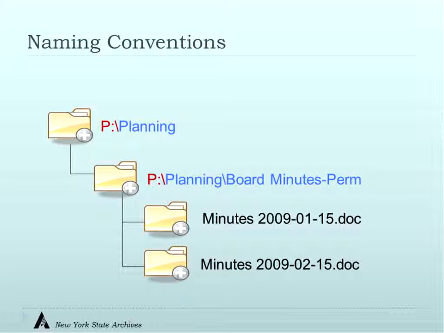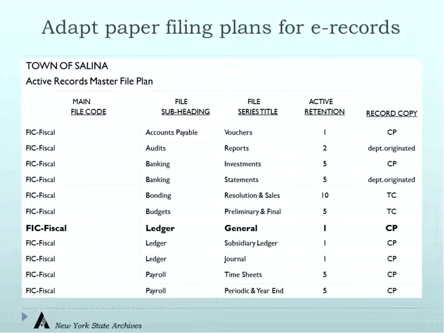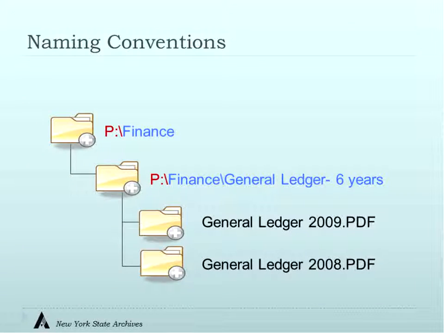In this next example, the filing plan can be adapted to set up electronic files and folders for general ledgers under the fiscal functional heading. So in this example, the filing has 2 levels, but it could be set up using 3, with finance at the top level, ledgers at the next level, and general at the 3rd level, which might be necessary if you maintain more than one type of fiscal ledger electronically.